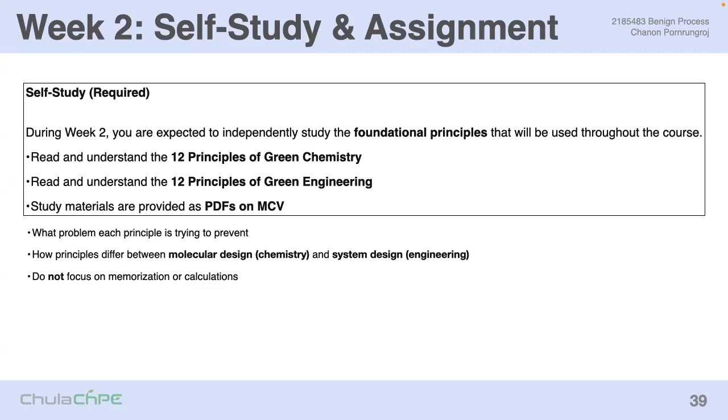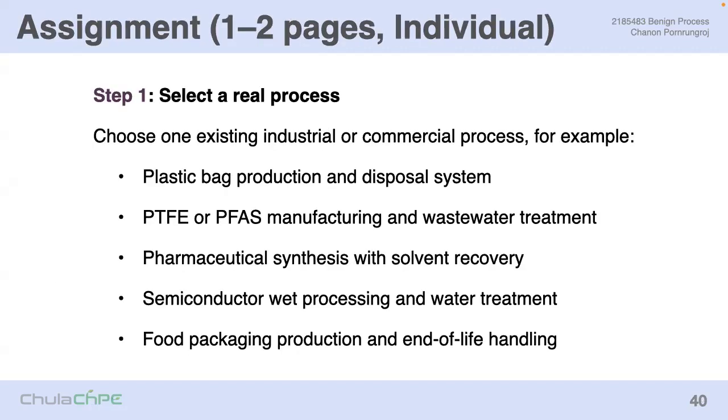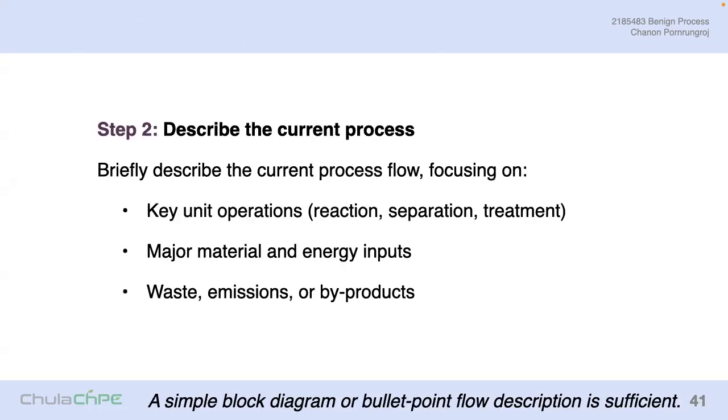That's the first thing. The second thing is I want you to select a real process. This is a part of the homework. Select a real process. For example, plastic bag production and disposal system, PFAS, PTFE, PFAS manufacturing, and wastewater treatment. Select one that you are interested in, or maybe it can be your previous competition or startup project, whatever. You can pick one process.